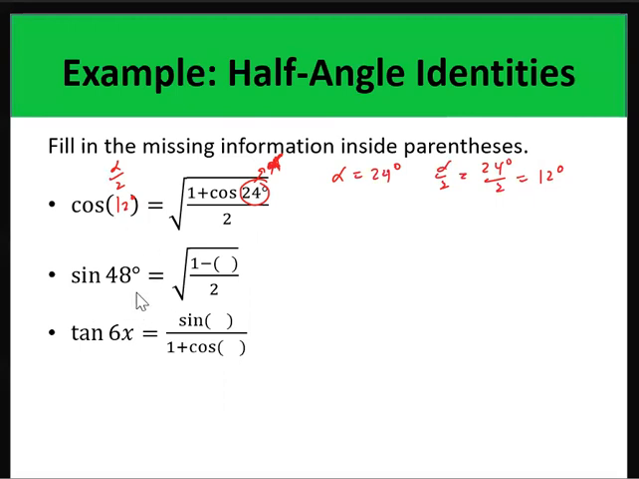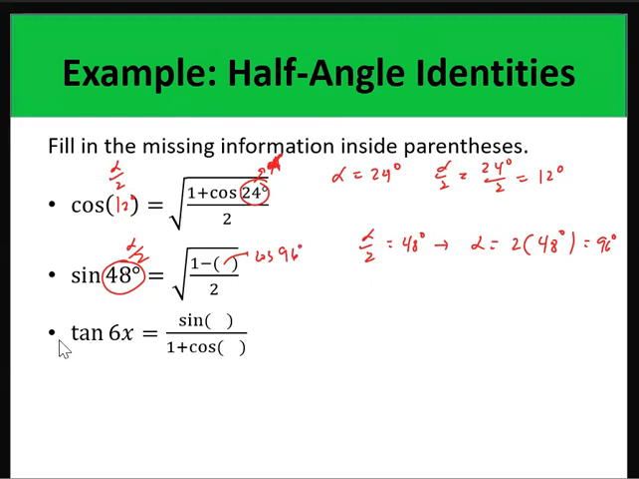And then we have sine of 48 degrees equals the square root of 1 minus blank over 2. From the form, this means that we're using the half angle identity for sine. So this one must be cosine of something. This 48 degrees is your alpha over 2. So if alpha over 2 is 48 degrees, that means alpha is equal to 2 times 48 degrees, which is 96 degrees. So this blank here must be cosine of 96 degrees.